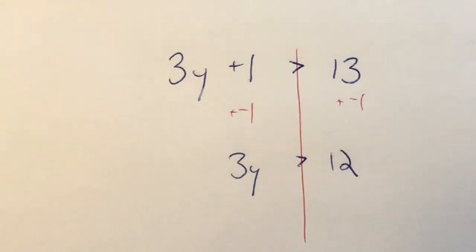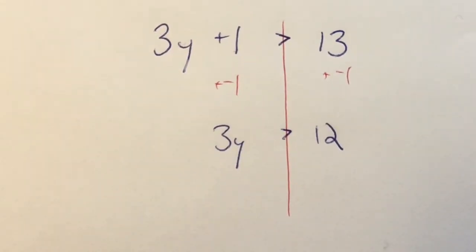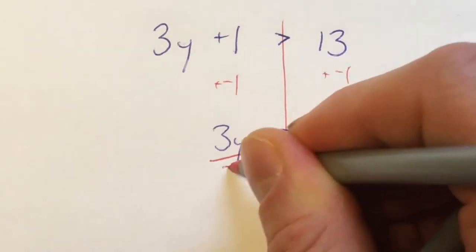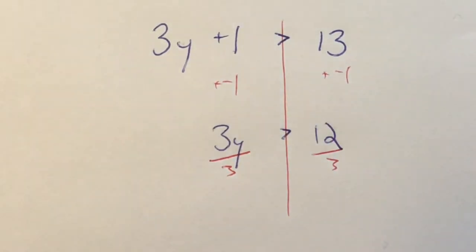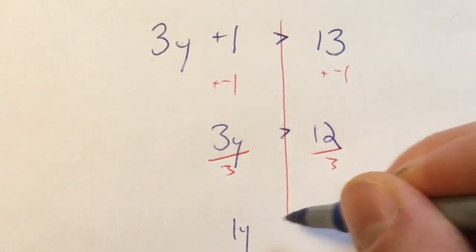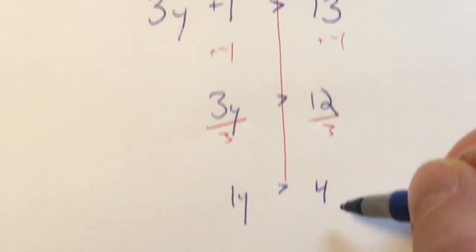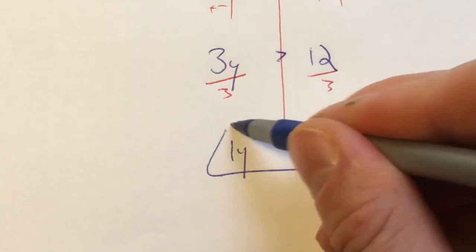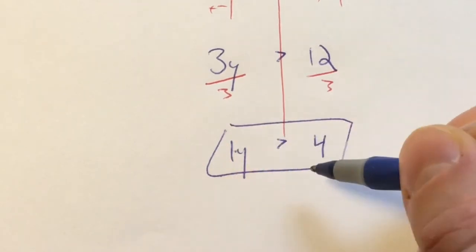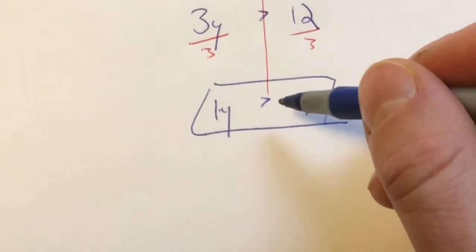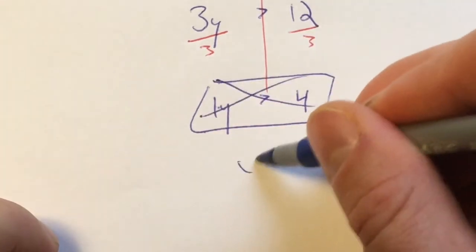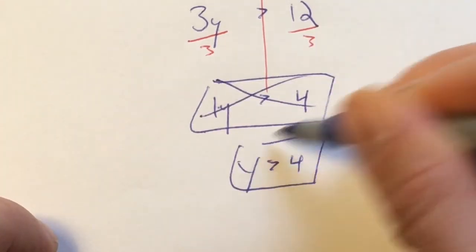I'm closer, but I've got 3 y's. I only want to get down to 1. So divide both sides by 3. That will leave me with 1y here is greater than 4, right? Because 12 divided by 3 is 4. So you can put the 1 there, you can put the little dot there, but most people just write it this way, actually. They write it as y is greater than 4.